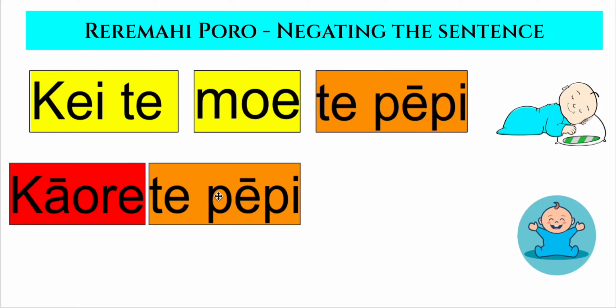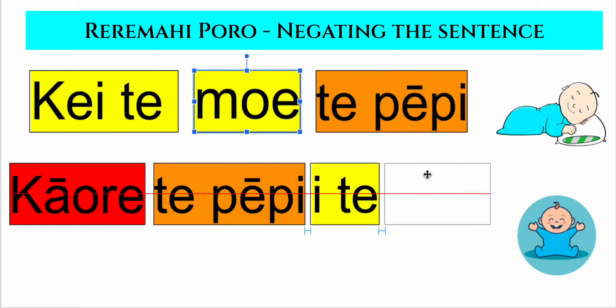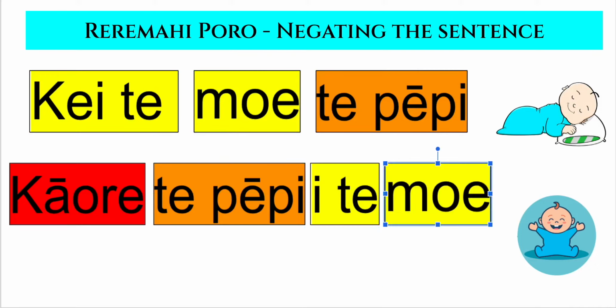Kaore te pepe. The next part of the negative sentence is the negative tohua, and for kei te, the negative tohua is i te. So far we've got kaore te pepe i te, and now we need the last part of the sentence, which is the action word, and in this case the action word is moe. So there we have it.